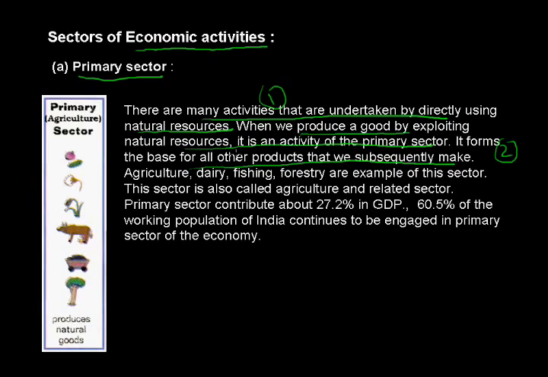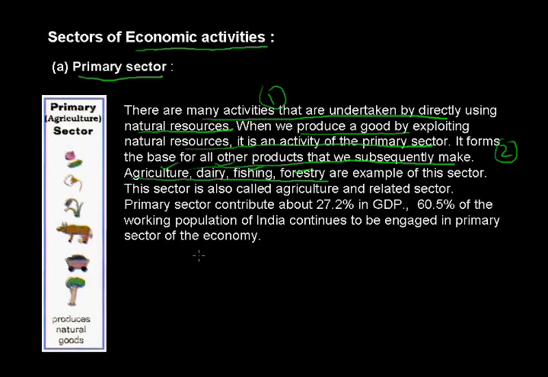First, let me take the examples, then again I will have the discussion. The examples are agriculture, dairy, fishing, forestry, and various others. Mining is also a part of this primary activity, but the most dominating one is agriculture, because most of the people are engaged in agricultural activity. So let us talk about these examples, whether it is agriculture, dairy, fishing, or forestry. All these are primary activities.